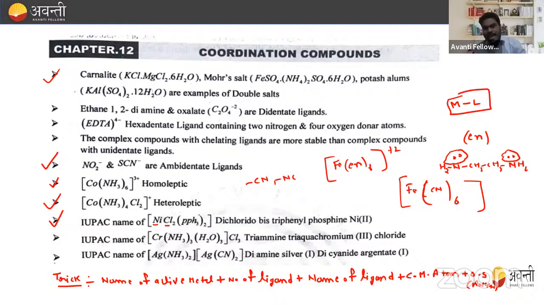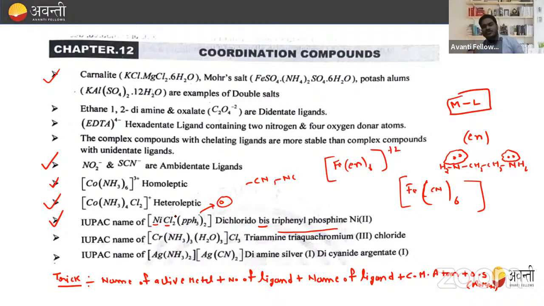So the name here is dichlorido. And in the case of ligands which already have a number in their name, for example en, which is already named ethane-1,2-diamine, for such ligands use the term bis for 2, tris for 3, and so on. So this is dichlorido, and this is bis(triphenylphosphine), and nickel has an oxidation state of 2, because the ligands have a 0 oxidation state.